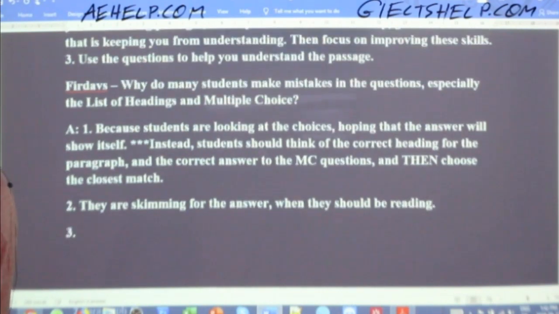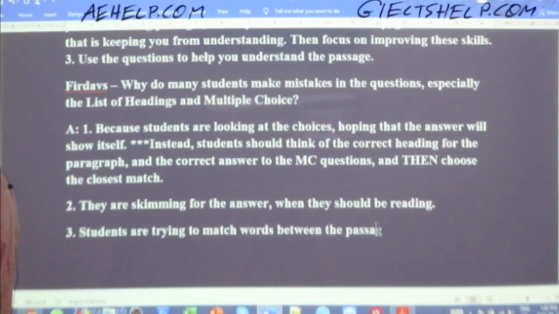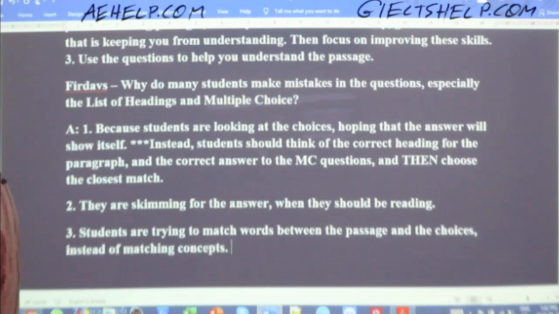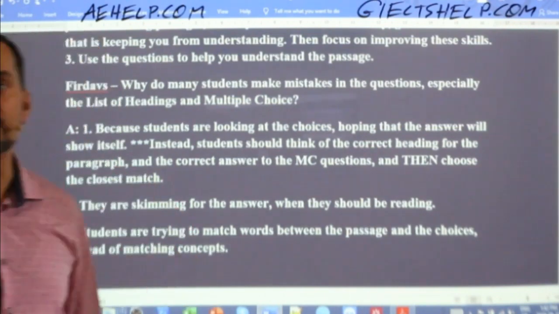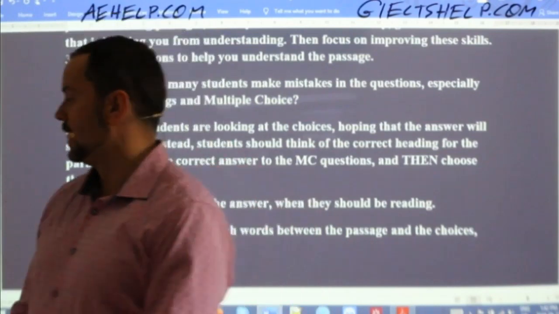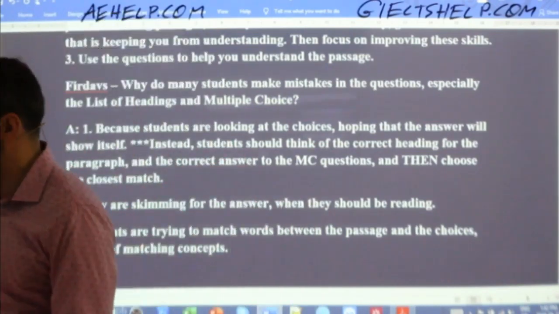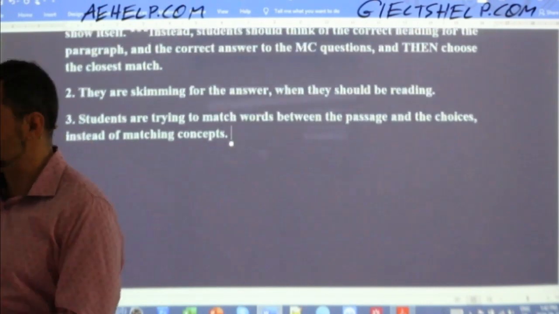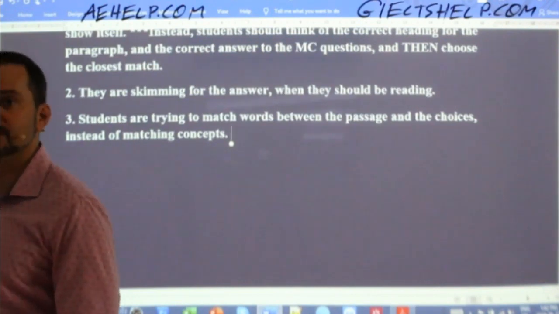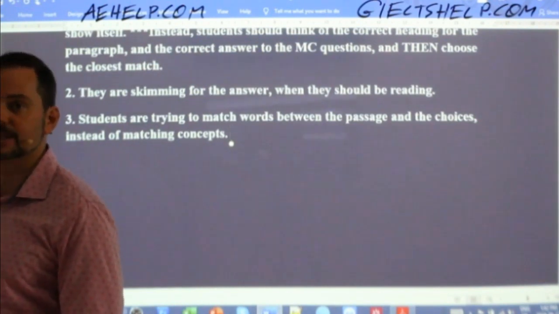Another reason for Dobbs is students are trying to match words between the passage and the choices instead of matching concepts. Okay, so that's another reason why they get those questions wrong. So those are all reasons why they get those wrong. Okay, I hope that makes sense. Okay, so the correct way is to use your brain and think about the answer first. I hope that's clear for all the students because you can definitely save a lot of marks.